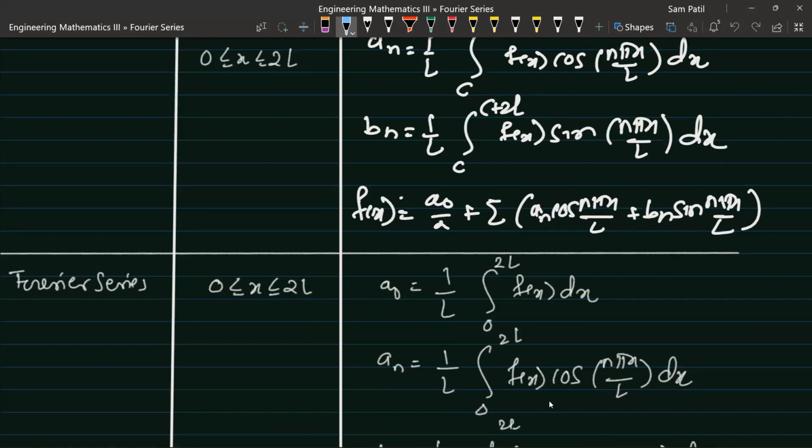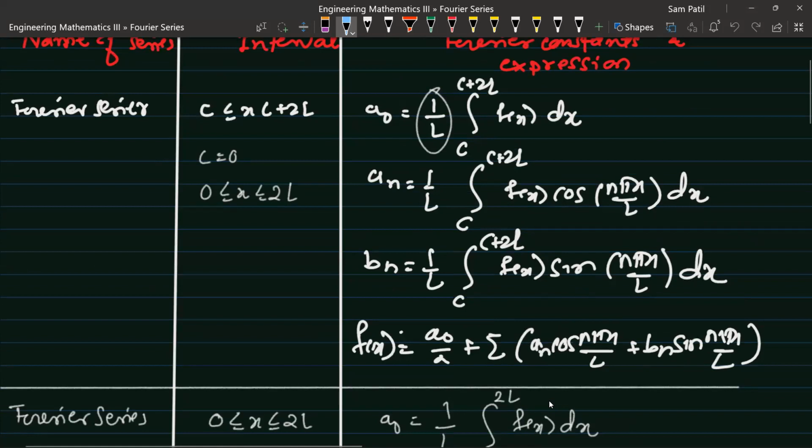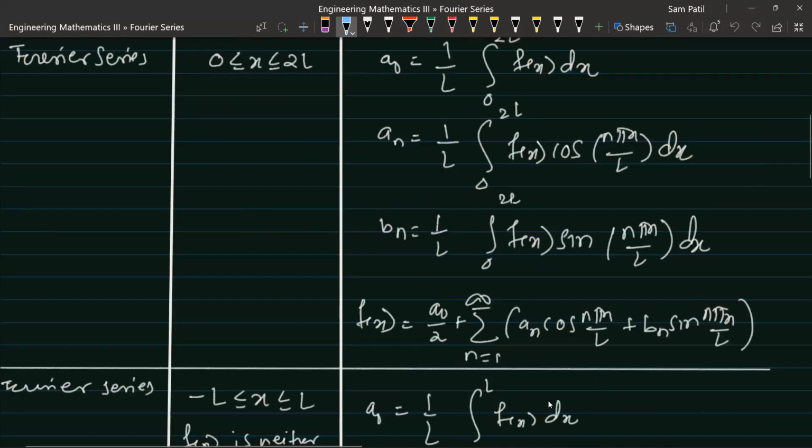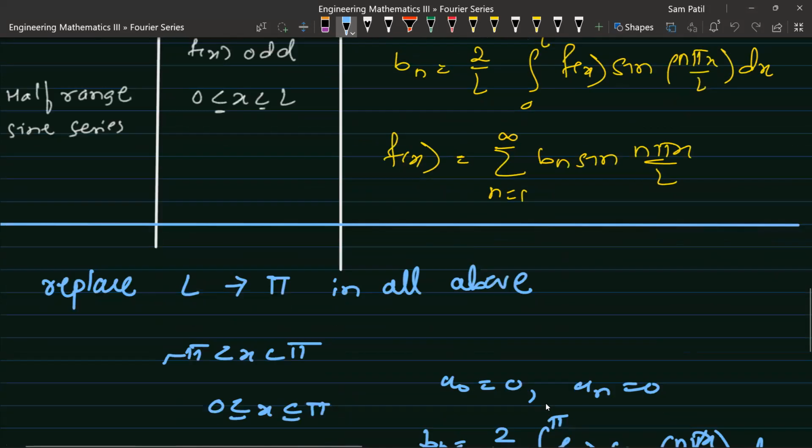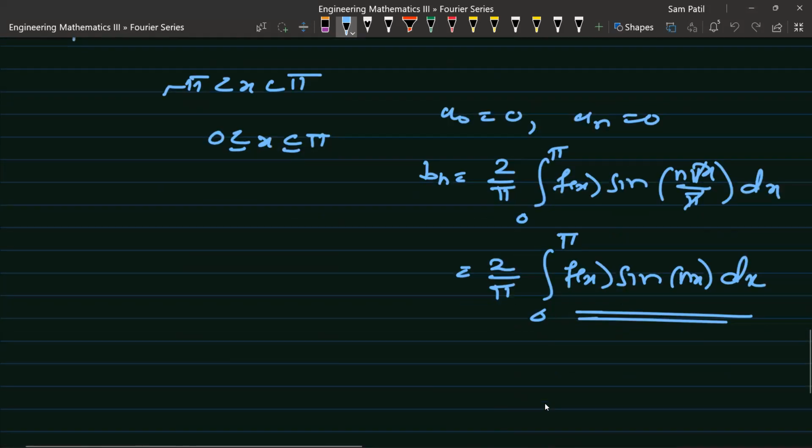The limits are changing. We are replacing L by pi. So in each and every result that we have written over here, replace L by pi and rewrite all the results.